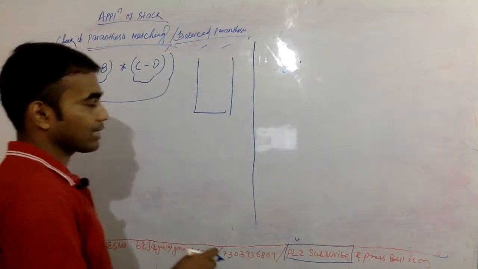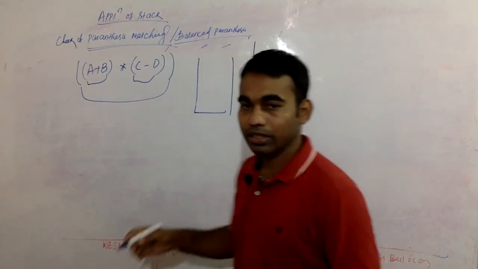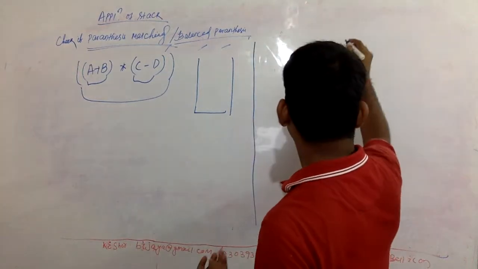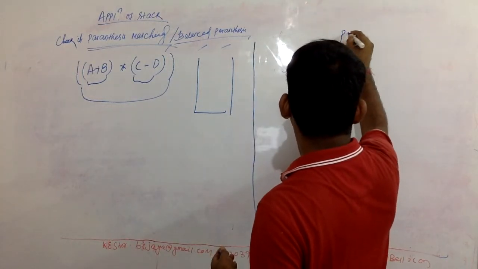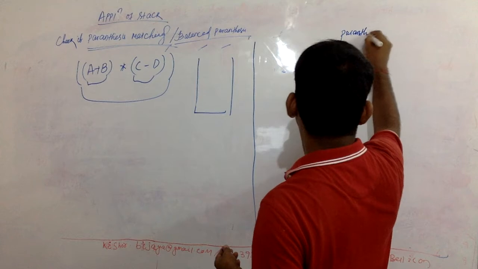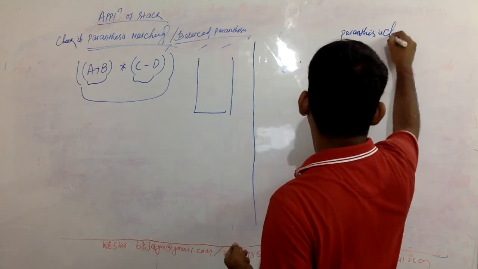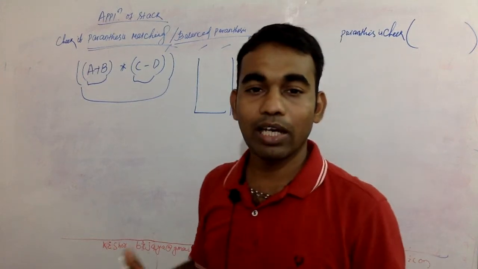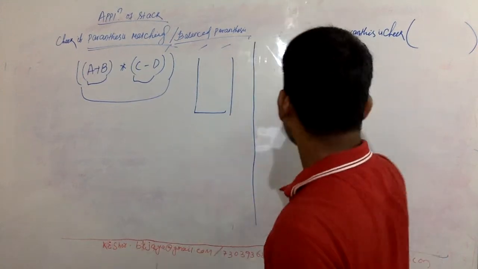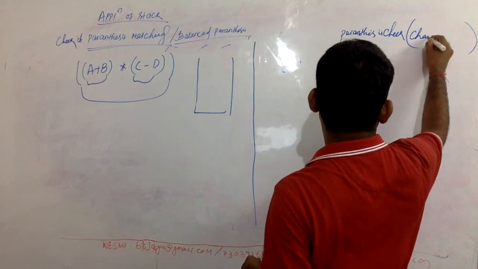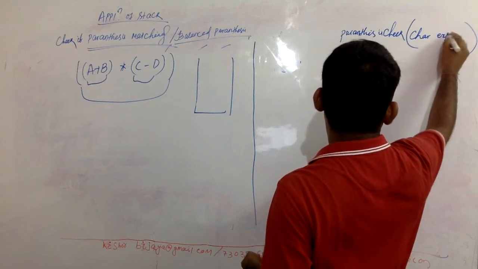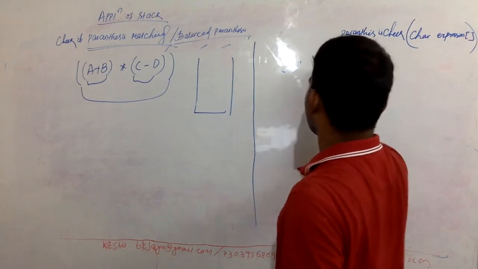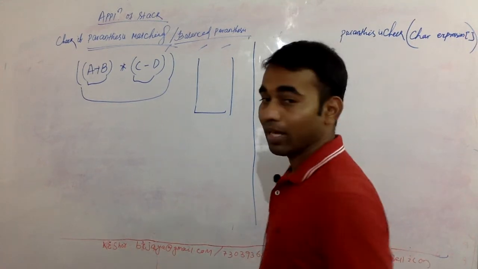Okay, so let's write down the algorithm. I will start here. Suppose parenthesis check, any name you can give. So this is going to take what input? I'm just writing the algorithm. It is going to obviously take a character array, right? Character expression. Any name should be fine, but that should be a character array. So that's how the algorithm starts.